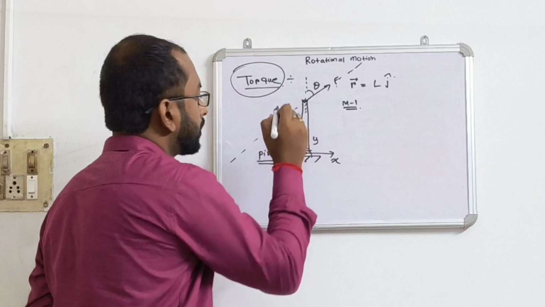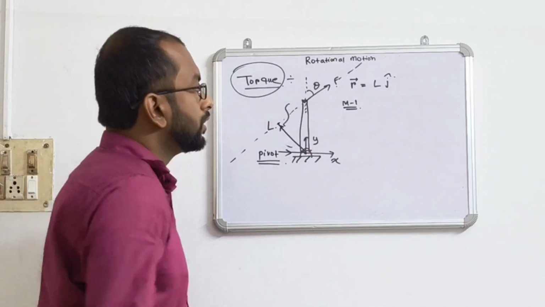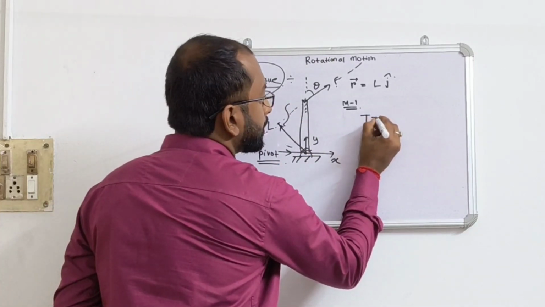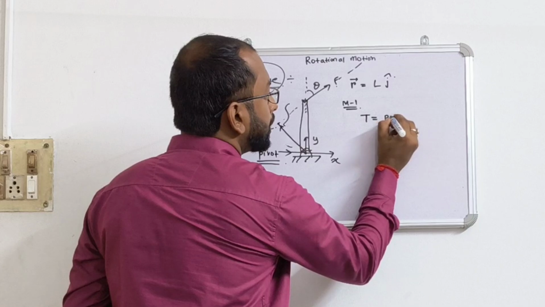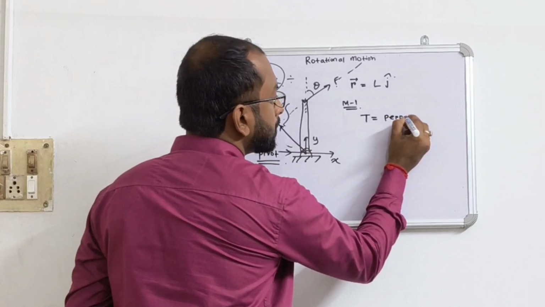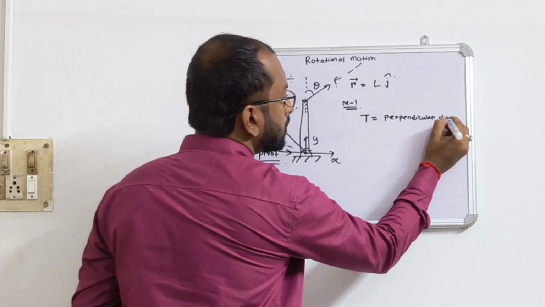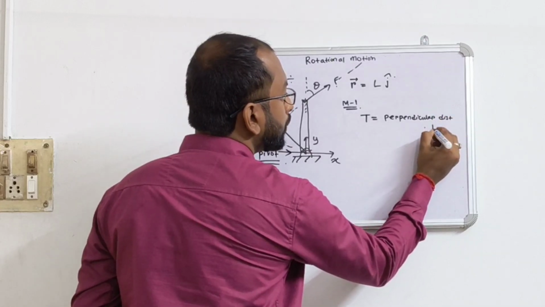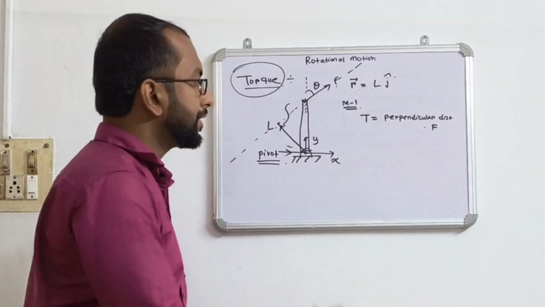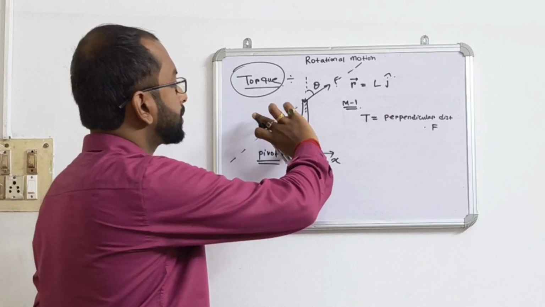This is the perpendicular on this line. So torque is perpendicular distance into that value of the force, that is the torque. Now what is the perpendicular distance here?